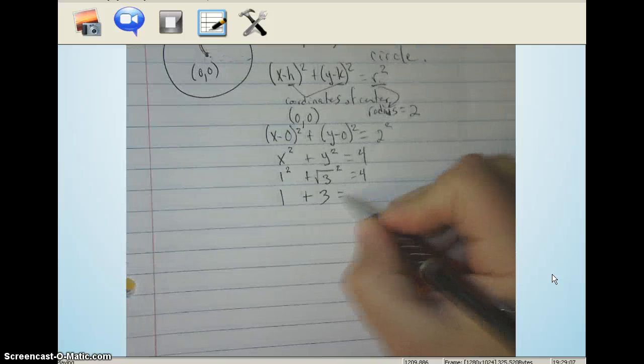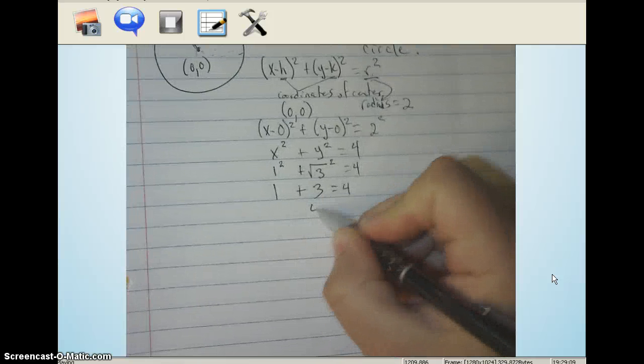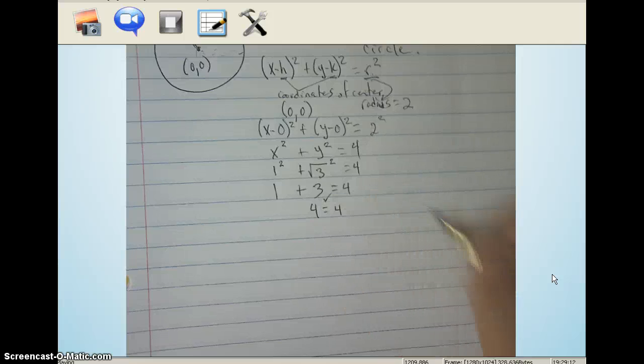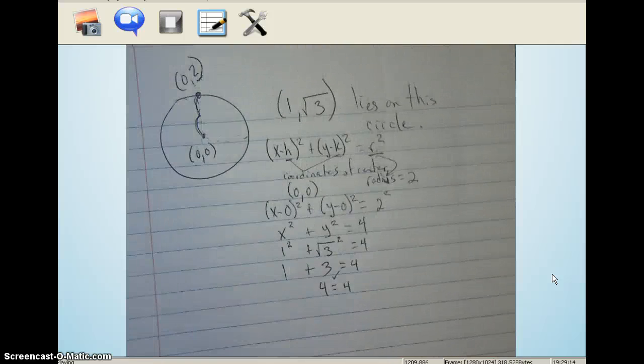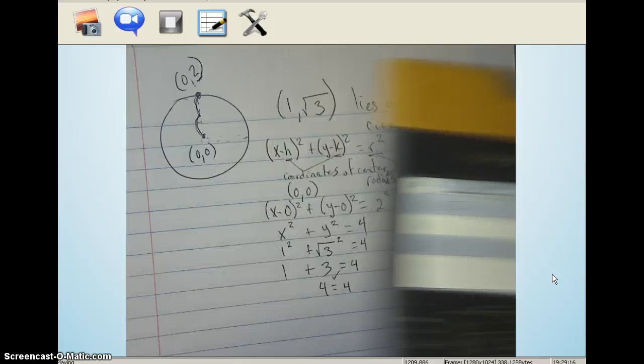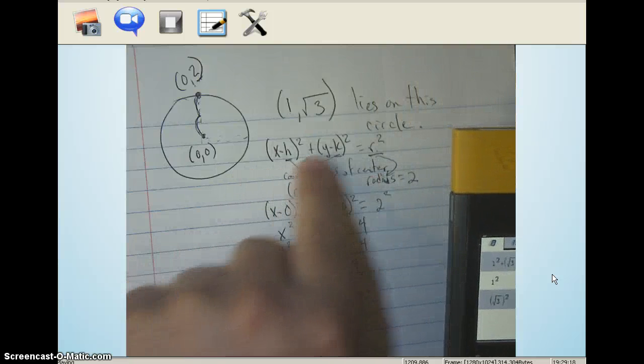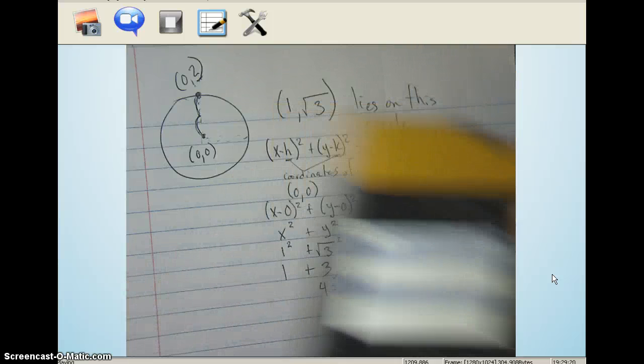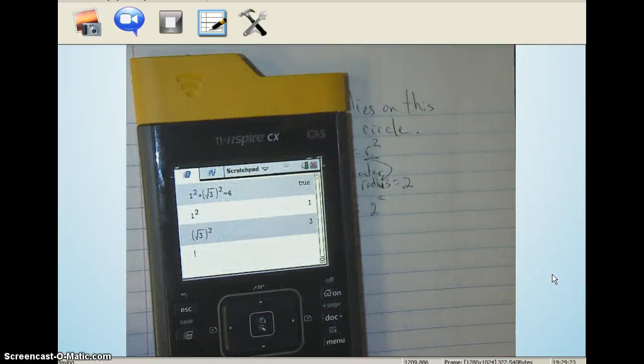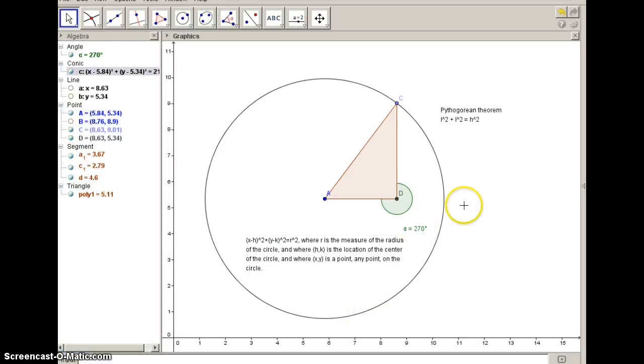So is 1 plus 3 equal to 4? Well, 1 and 3 is 4, so 4 equals 4, and that is a true statement. So that's what the calculator's done. It's run through that and said it's a true statement. So that means that we should be able to confirm that this point does lie on the circle. So that's what we're going to do. Now let's go back to GeoGebra real quick, and we'll make the circle.